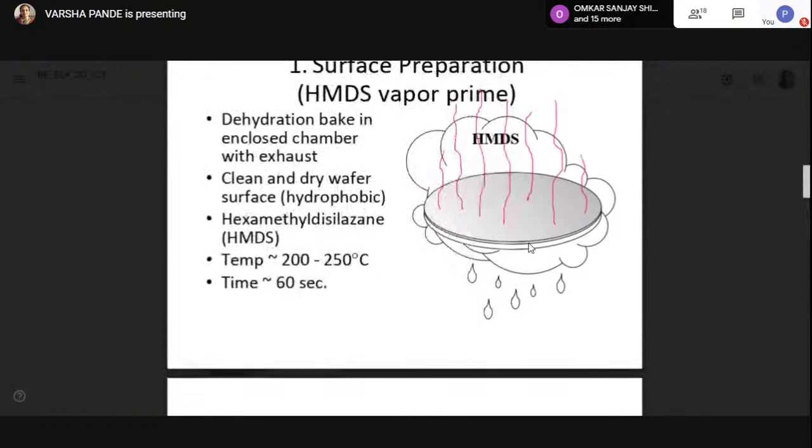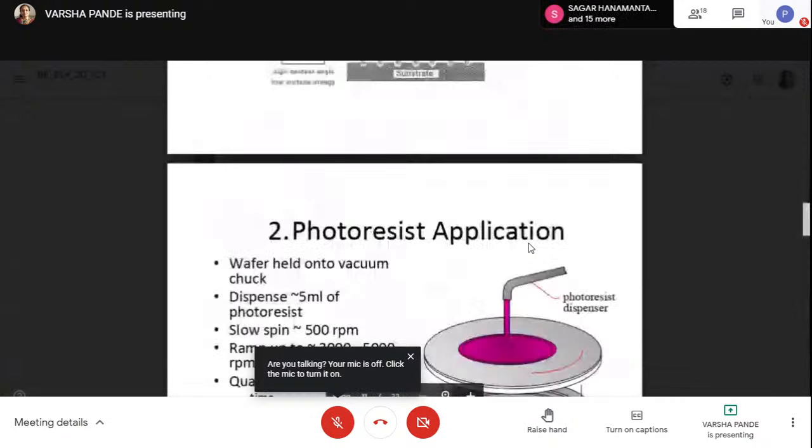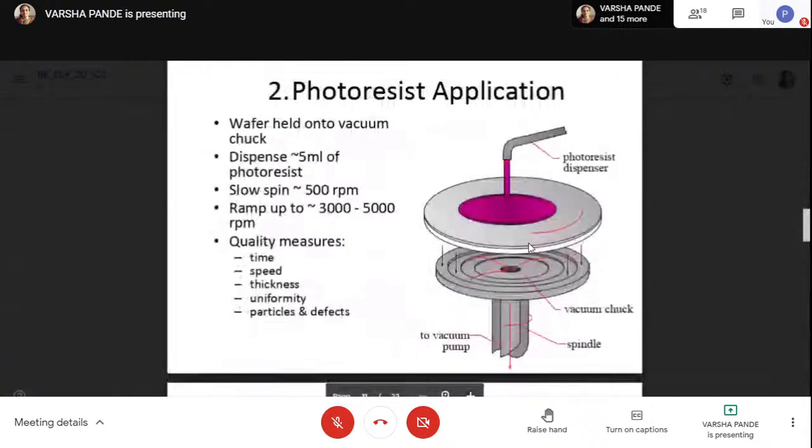Then next will be photoresist application. Depending upon which type of photoresist we want to use, we have to select either positive or negative photoresist, and that photoresist will be applied above the wafer by using the spin photoresist method. What does the spin photoresist method mean? Here you can see one spindle. Above this the vacuum chuck will be there.